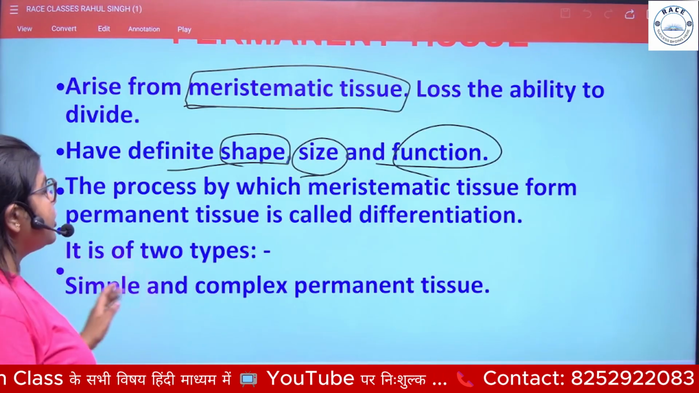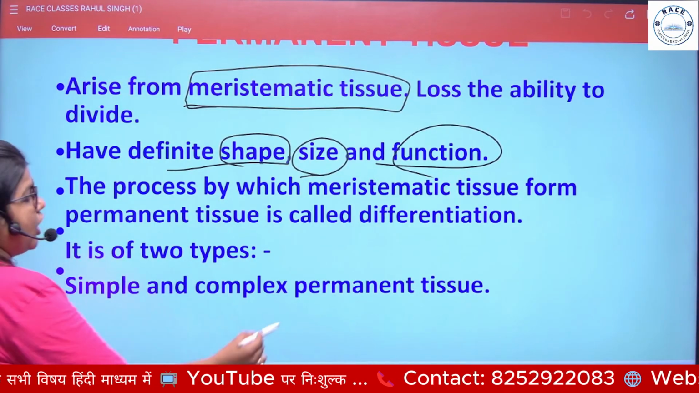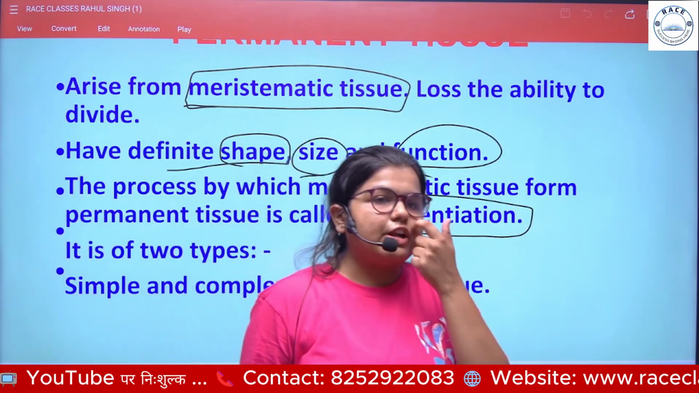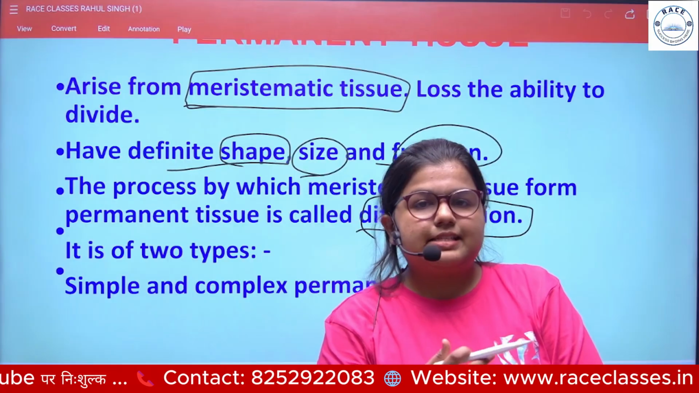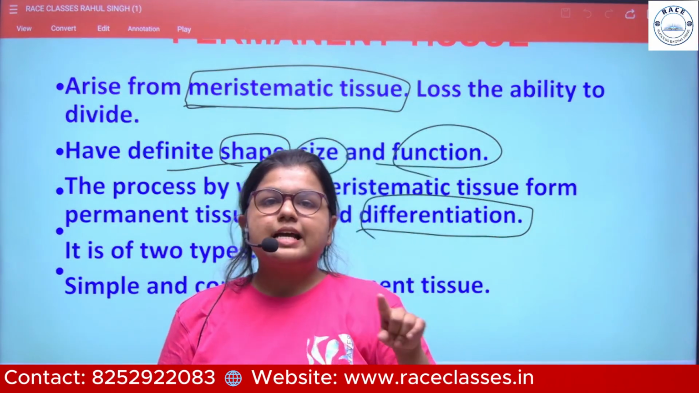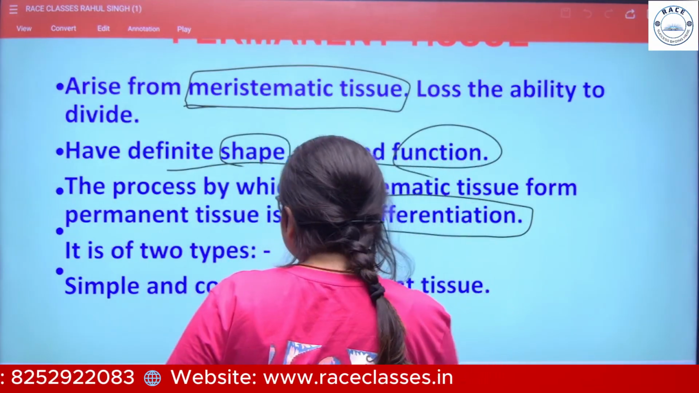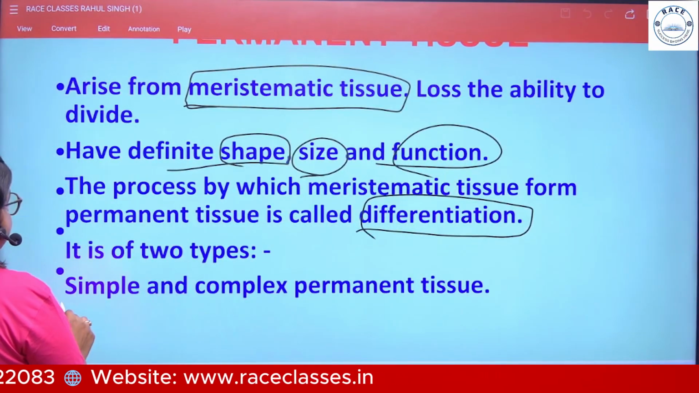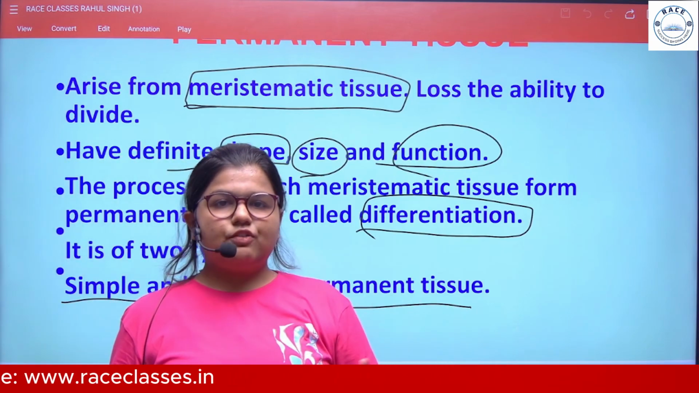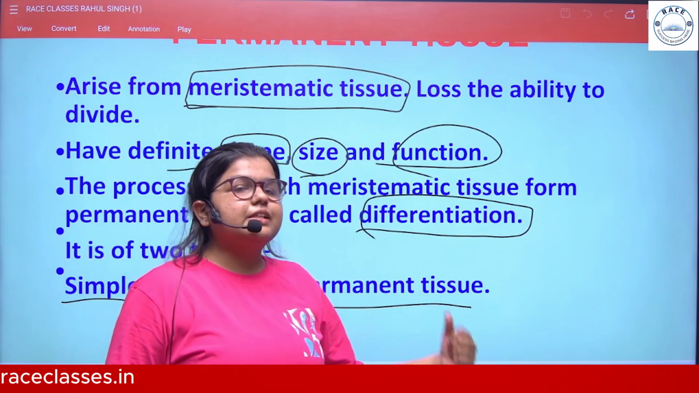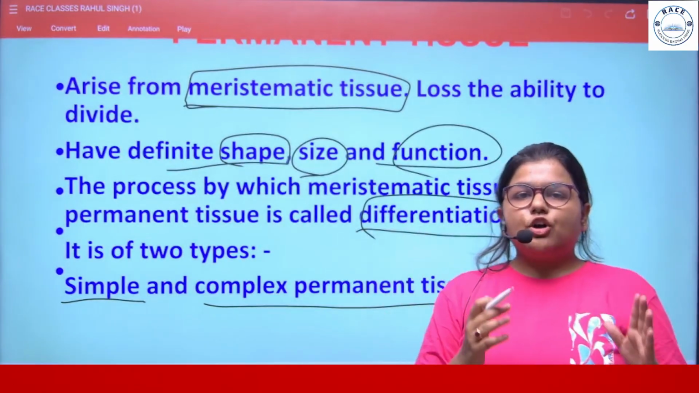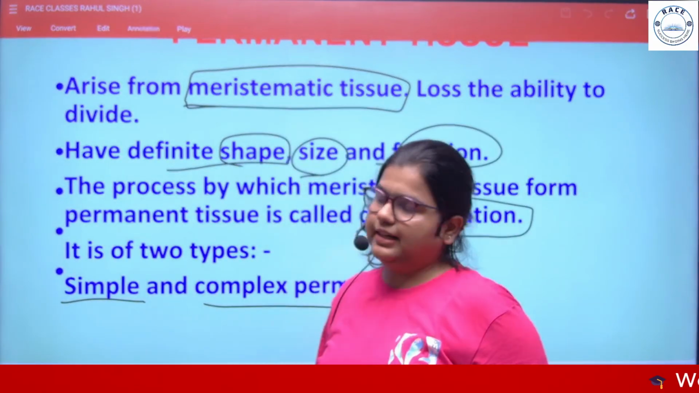The process by which meristematic tissue forms permanent tissue is called differentiation. Now this is a very important term. What is differentiation? The process by which the meristematic tissue converts into a permanent tissue is known as differentiation. Now, simple and complex permanent tissue. Permanent tissue is of two types, simple and complex. We have already talked about the examples. The complex one consists of xylem and phloem, and the simple one consists of collenchyma, parenchyma, and sclerenchyma.